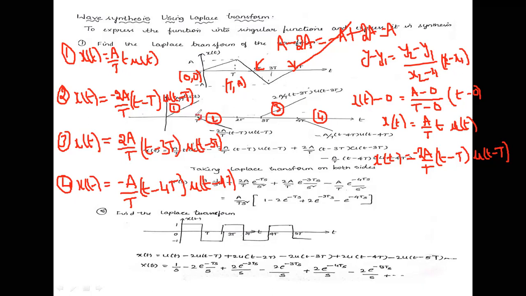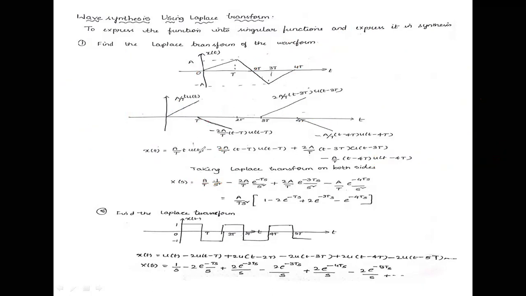The slope starts at T, so it is shifted by T samples. The slope starts at 3T, so it is shifted by 3T samples. The slope starts at 4T, so it is shifted by 4T samples. All the 4 signals you can add: a by T, t mu of t, minus 2a by T, (t minus T) mu of (t minus T), plus 2a by T, (t minus 3T) mu of (t minus 3T), minus a by T, (t minus 4T) mu of (t minus 4T).